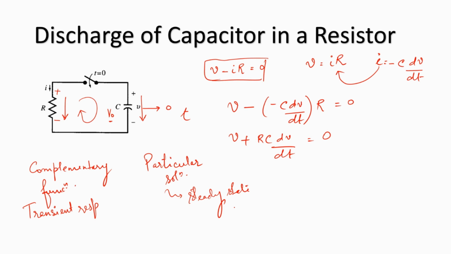Now we can find the solution to this linear differential equation, and we know that the possible way of doing it is where we can replace V with A e power st. Therefore, we can find out dV by dt as s A e power st. Now, let us try to substitute these values over here.